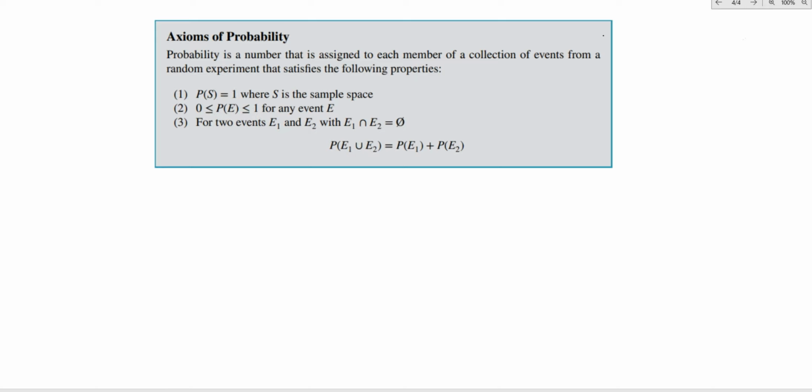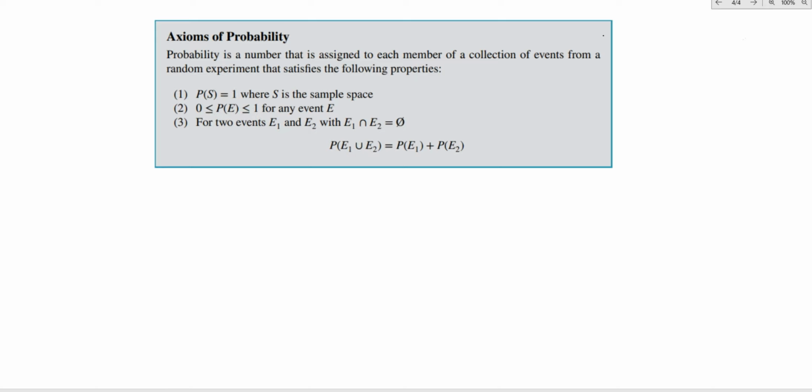In this video, you are going to learn about the axioms of probability. Okay, so let's look at what a probability is. A probability is a number that is assigned to each member of a collection of events from a random experiment that satisfies the following. So when we are talking about a probability, it is any number that is assigned to a member of a collection of events from a random experiment that satisfies the following properties.